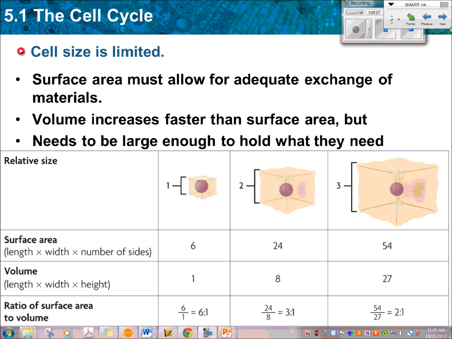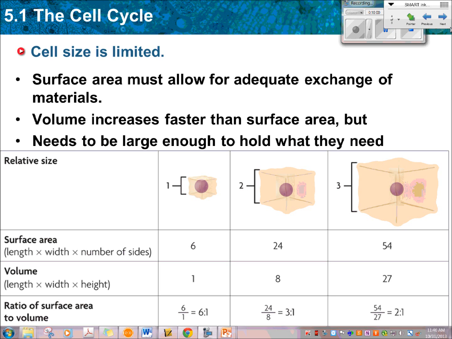Eyes up here. So I take a 1 centimeter cube, right? So the surface area, length, times the width, times the number of sides equals 6, right? Centimeters squared. Volume, 1 times 1 times 1 equals 1, so look at the ratio, 6 to 1. You have a higher number here of surface area compared to volume. Just the ratio. Volume has more space. It's cubed.